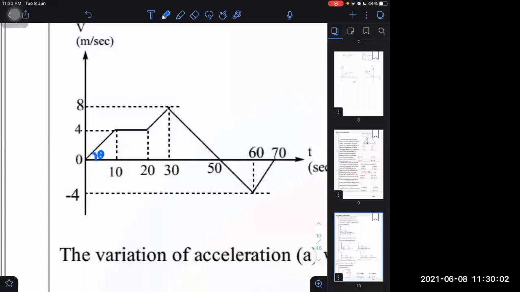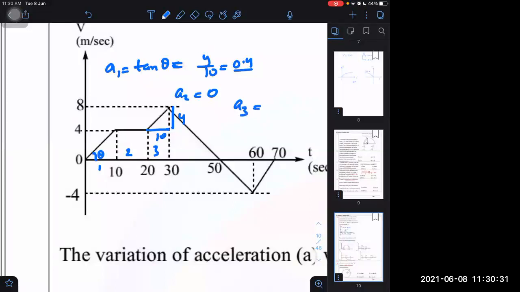Let us find the slope. Tan theta is equal to perpendicular over base, 4 by 10, which is 0.4. So acceleration for the first interval is 0.4. For the second interval, velocity is constant, so acceleration for the second interval is 0. For the third interval, again the perpendicular is 4 units and the base is 10, so A3 is again 0.4.